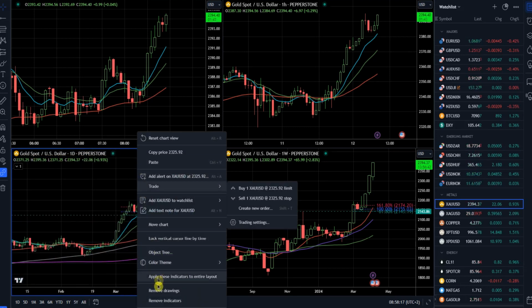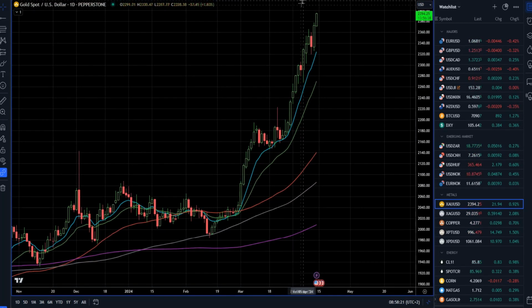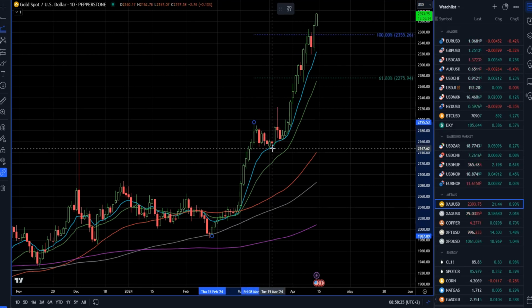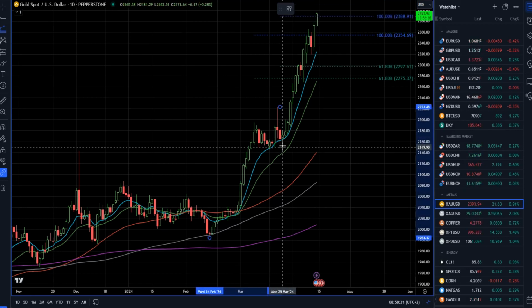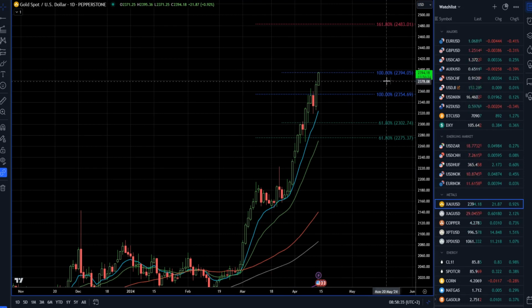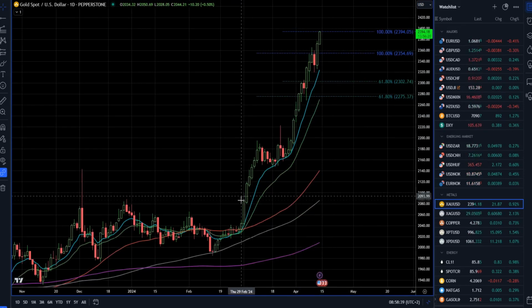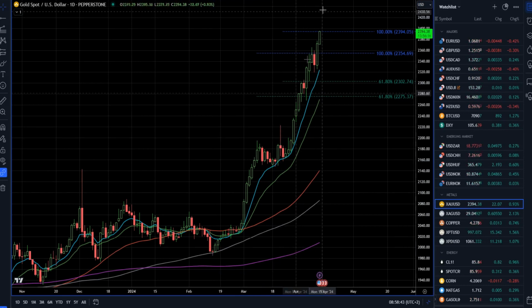Now we can also take, for example, the daily time frame and just use our Fibonacci tool, try to place and have different levels here. So we can say it's sitting on this 100% expansion at 2395, so this is expansion from this low, this high, and this low. So this might be some area.